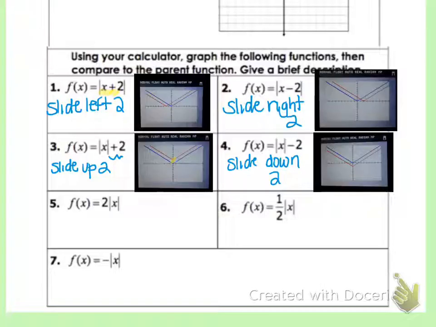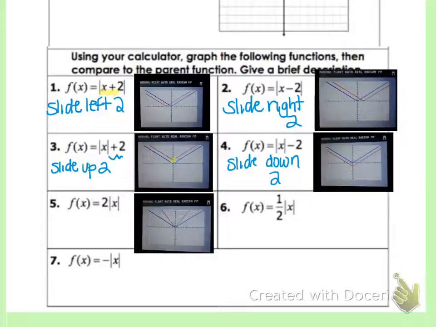So what about in number 5? Say we took the absolute value of x, and we just multiplied the whole thing, that whole parent function, by 2. Let's take a look at the graph and see what happens to the parent function when we multiply it by 2. If you look at that red graph, which is again the new function, it looks like it's much steeper. And in fact, the reason for that is because this is a vertical stretch.